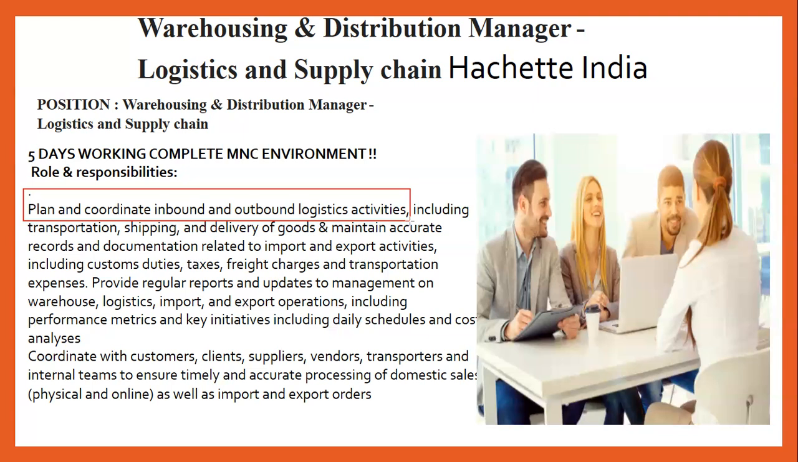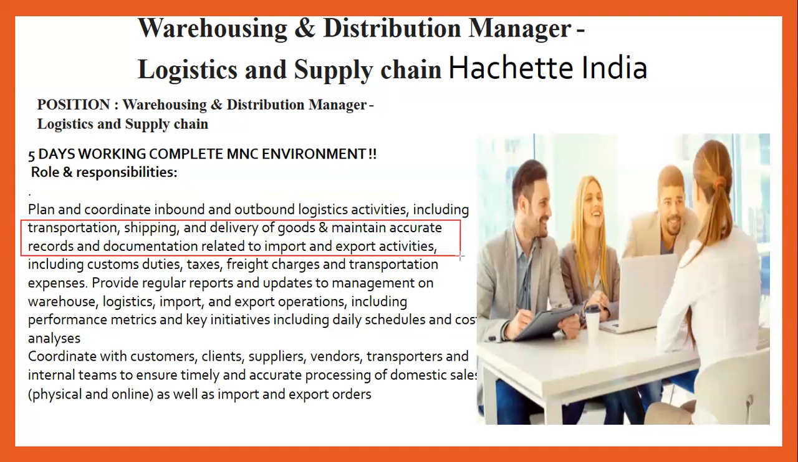Now, including transportation, for arranging inbound delivery and outbound delivery, first you need to arrange the transportation. And then shipping. For the export you need to arrange the shipping, so you need to book the empty container from the shipping line. And then delivery of the goods and maintaining accurate records. So you need to arrange the delivery of the goods, transportation, shipping and delivery of the goods, and maintain accurate records and documentation related to the import export activity.